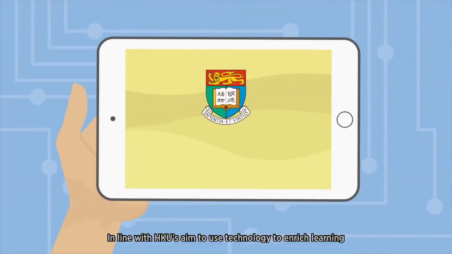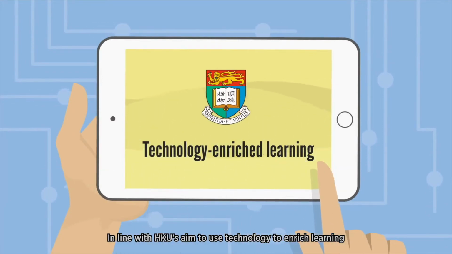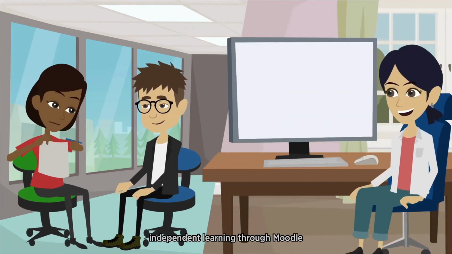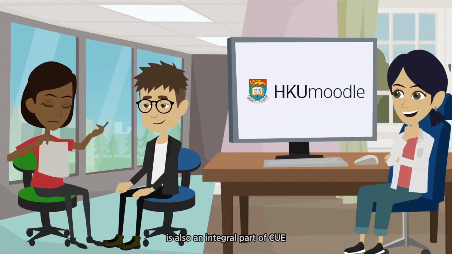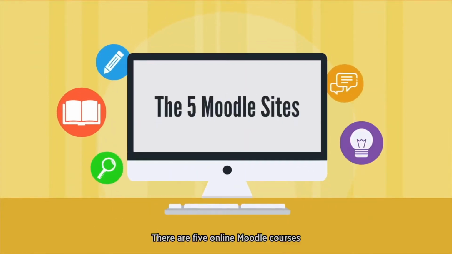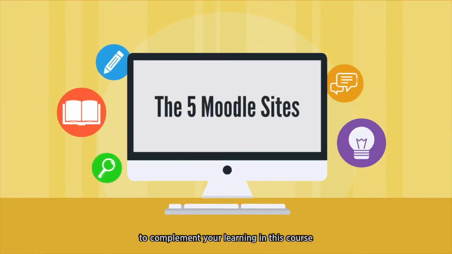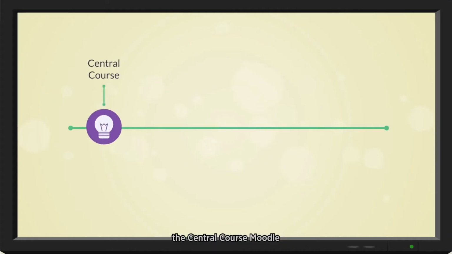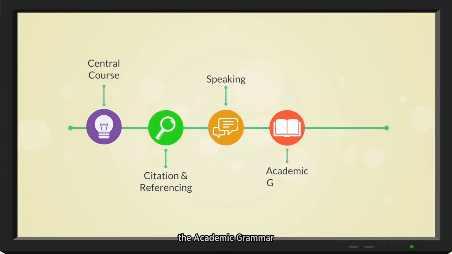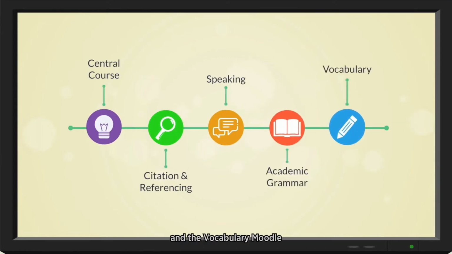In line with Hong Kong U's aim to use technology to enrich learning, apart from face-to-face learning, independent learning through Moodle is also an integral part of CUE. There are 5 online Moodle courses to complement your learning in this course: the Central Course Moodle, the Citation and Referencing Moodle, the Speaking Moodle, the Academic Grammar, and the Vocabulary Moodle.